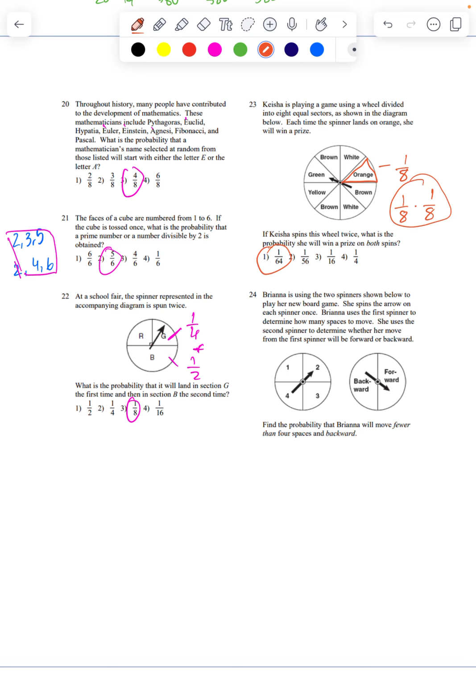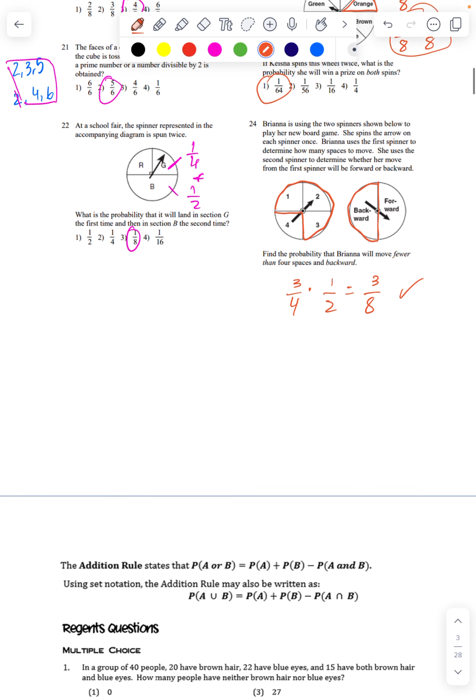All right. Find the probability that Brianna will move fewer than 4 spaces and backward. So she wants fewer than 4 spaces. So what is fewer than 4 spaces? These are fewer than 4 spaces. That's 3/4 of the pie, so that's 3 out of 4. Times, and what's the chance she'll go backward? That's half the pie right here. 1 out of 2. That's going to be 3 out of 8, and that's it.